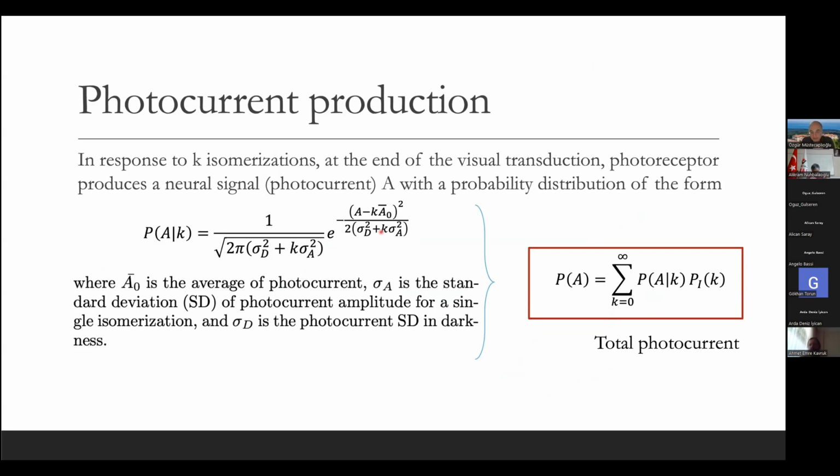As a result of this arbitrary number of isomerizations, the molecules at the end of the visual transduction will be able to create some hyperpolarization, and then convert these optical excitations into an electrical signal known as the neural signal or photocurrent. We are going to denote the photocurrent with capital A, and we are going to assume, as is typical in visual system models, a Gaussian probability distribution, a normal distribution, for the photocurrent. So K isomerizations result in an overall photocurrent A given by this Gaussian distribution.